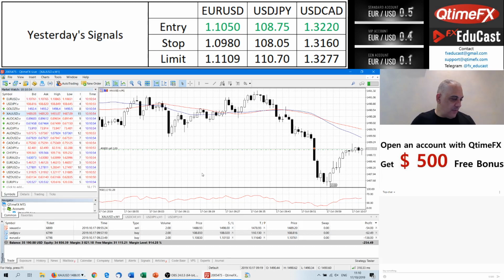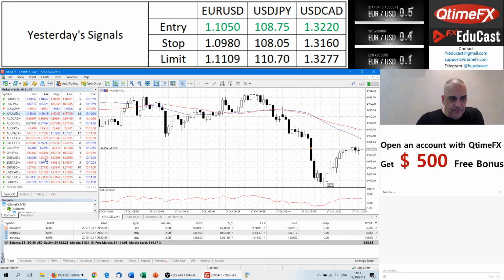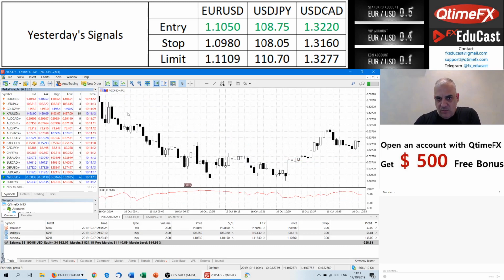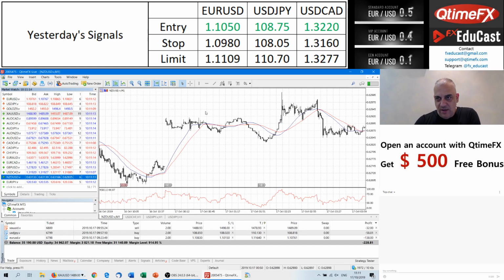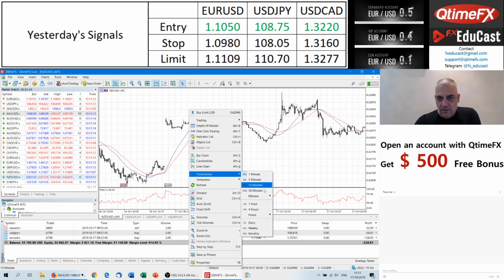Okay, guys. Now let's move to our next market. Yesterday we talked about the Australian dollar and the New Zealand dollar and the Canadian dollar as well. So I want to go back to the Australian and New Zealand dollars. They were showing signs of weakness yesterday, and let's see what happened in the past 24 hours.